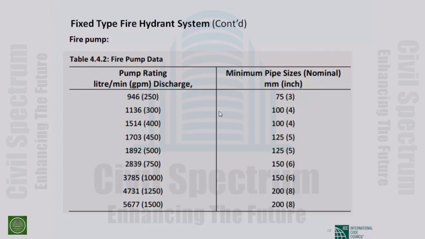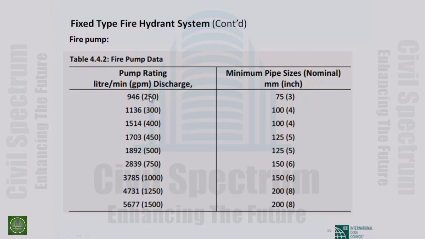So there is a capacity table for the fire pumps which are available in the market. From these available sizes, you have to choose your pump capacity. Depending on the requirement of your occupancy, you have to choose the fire pump. It may be around 250 gallons, or 300, or 400, or elsewhere.